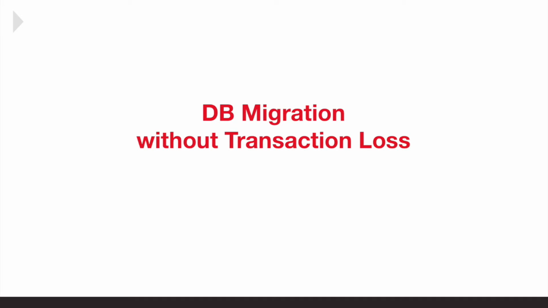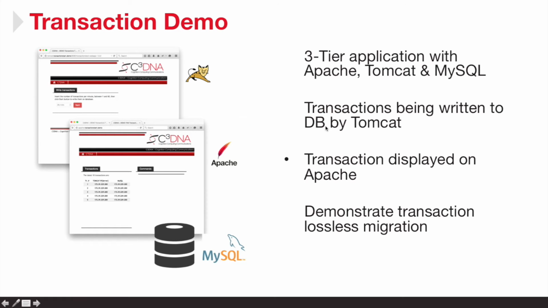In this demonstration, we'll be demonstrating how the C3DNA platform can be used to migrate a database without transaction loss in accordance to a policy setting. To demonstrate this capability, we'll be using a three-tier application with Apache, Tomcat, and MySQL.